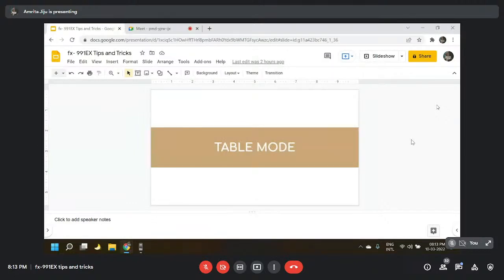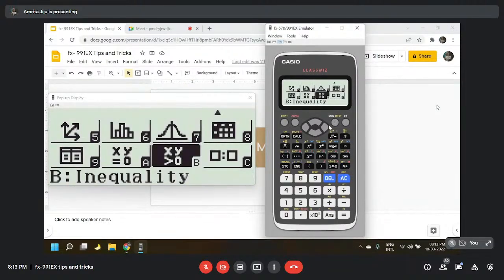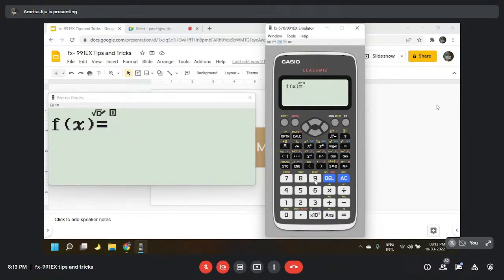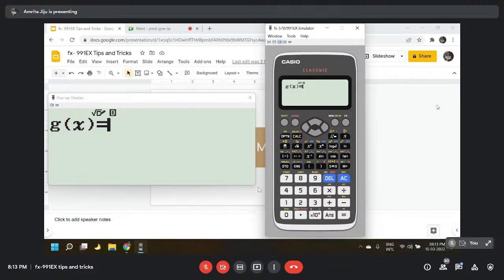Now coming to the table mode. This is going to be exciting. So now you go for table mode. You just hit 9. It will ask you for the f of x value. I am actually going to give the absolute function for this particular example. For getting the absolute function, you just hit shift and go for the left hand side parenthesis, and I'm going to give the value x. Okay, now for g of x, I'm just going to give the value x. Yeah, x is enough.